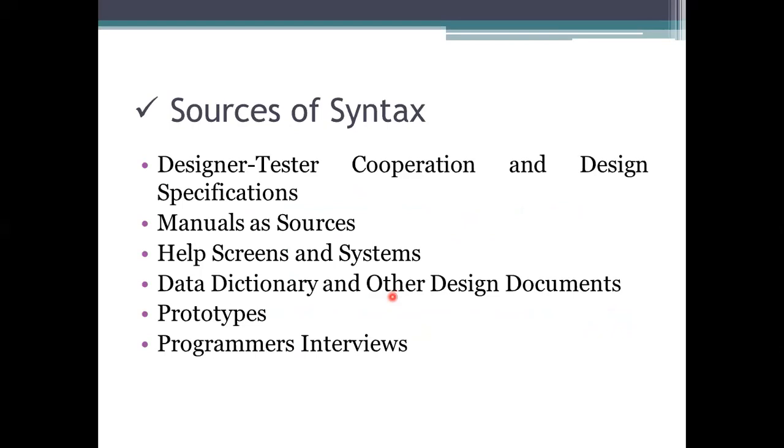And what are the sources, meaning where can I find the sources of syntax here? These are the factors which provide the syntax. How many elements there are, all these things are not to be considered. First we should read about the program or process, and we need to generate the syntax. So where can I get the data? The first one is the designer-tester cooperation and design specification.